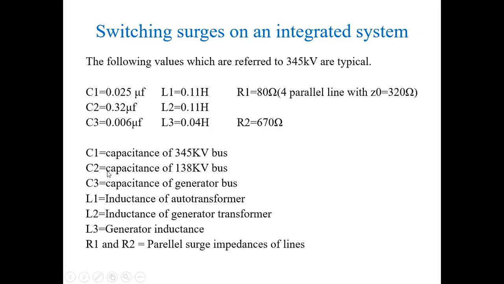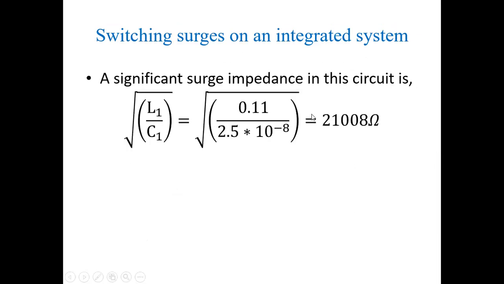And here the representations for the capacitance and inductance are given. C1 is the capacitance of the 345 kV bus. C2 is the capacitance of the 138 kV bus. C3 is the capacitance of the generator bus. Similarly, L1 is the inductance of the auto transformer. L2 is the inductance of the generator transformer unit. And L3 is the generator inductance. R1 and R2 are the parallel surge impedance of the transmission lines.